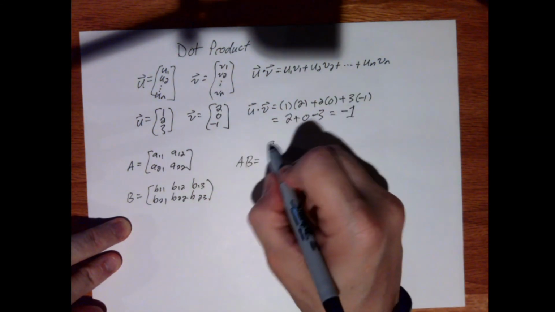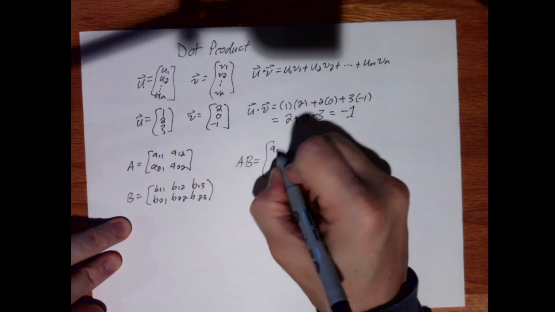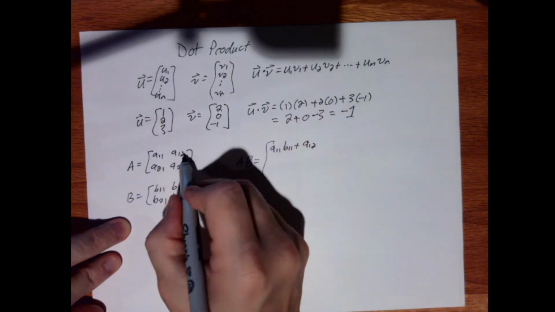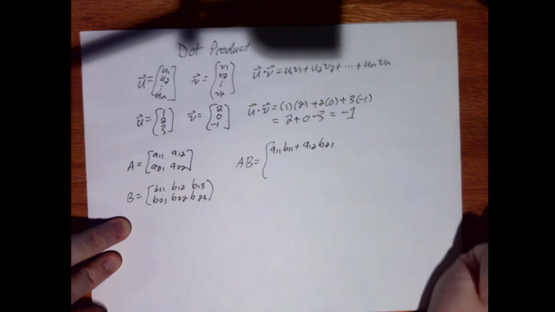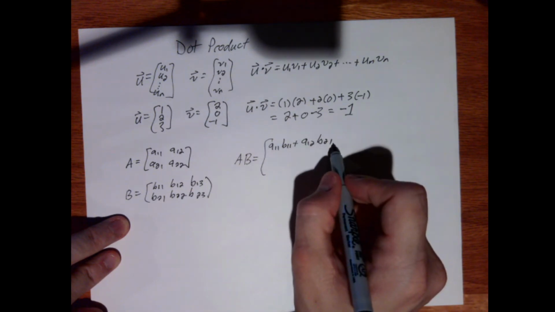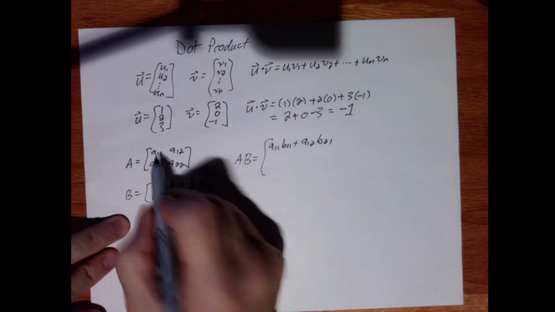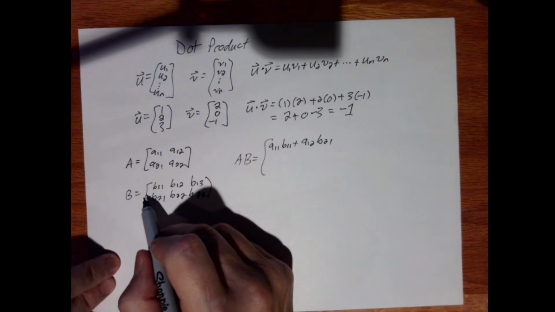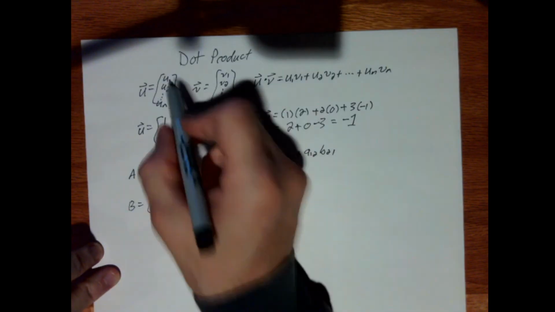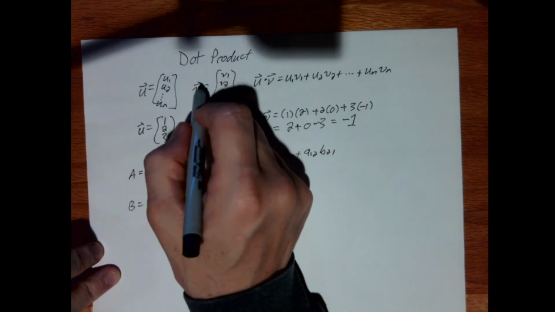What happens when we're finding A times B? Well, the top number is going to be A11 times B11 plus A12 times B21. What am I doing there? Well, basically, each of these numbers that we find in the product is the dot product of one of the rows of A with one of the columns of B. So the dot product is not about these being column vectors or row vectors. It's about matching up corresponding terms, multiplying them together, and then producing the sum of those products.